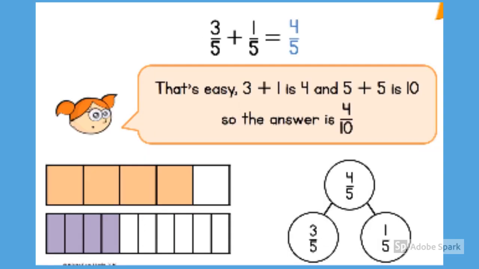So moving the 1/5 across, we can see now on the bar model it equals 4/5. It isn't the same as 4/10. Using the part-whole model, we can see 3/5 and 1/5 equals 4/5. So what did Rosie do wrong? Well, she added the numerators, but she also added the denominators.